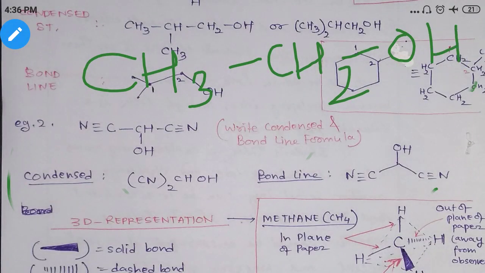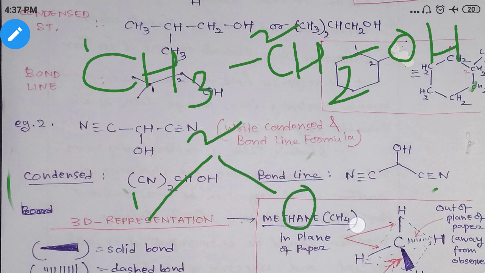This compound is given and you are told to write down the bond line formula. How do you write? You will write like this. First, 1, 2, only 2 carbons are there, so you do not mark 3, just carbons 1 and 2. So we will start. This is 1, this is 2, and this is OH. This is the bond line formula of this compound, okay?